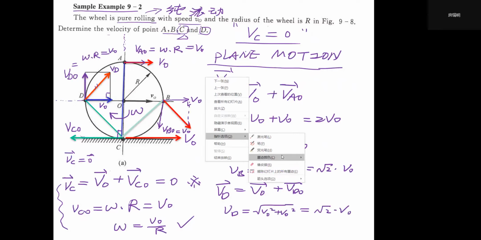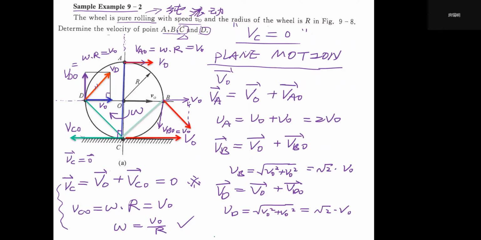Then I have some questions and findings. Let's do that together. You can find we have finished all the analysis of points A, B, C, and D. We know omega equals V0 over R, right? So you can find VA in magnitude is 2 V0.